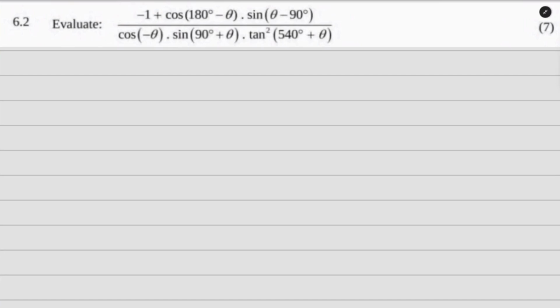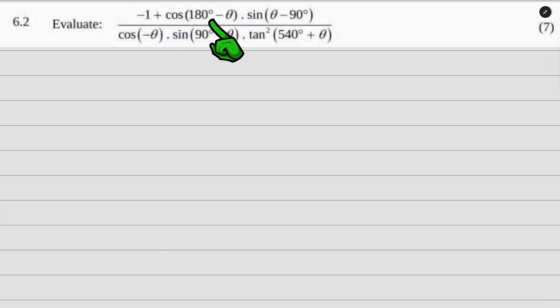Question 6.2 is quite a big one, 7 marks. So we've got this massive trig expression that we need to simplify. I'm seeing a lot of co-ratios. You see the 90 plus here. I see reduction, the 180 minus. And then I see weirder things over there that we've got to sort out. So we're going to tackle this one at a time. That negative 1 can stay because I can't really simplify that.